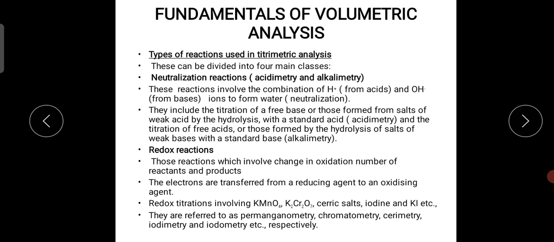Then redox reactions, the second one. A redox reaction involves changing the oxidation number of the reactants and products. Electrons always transfer from the reducing agent to the oxidizing agent. There are many examples of redox titrations. If you are doing it with potassium permanganate, we call it permanganometry; with potassium chromate, it is chromatometry; ceric salt means cerimetry; iodine means iodimetry; and potassium iodide means iodometry.